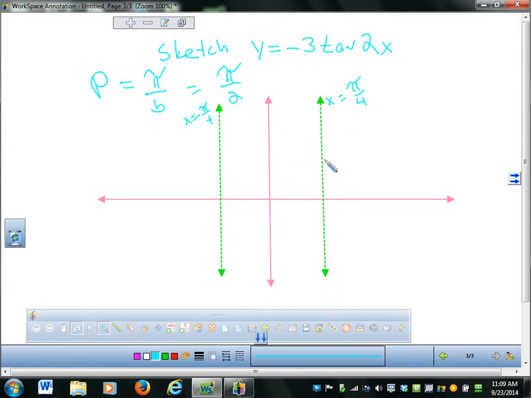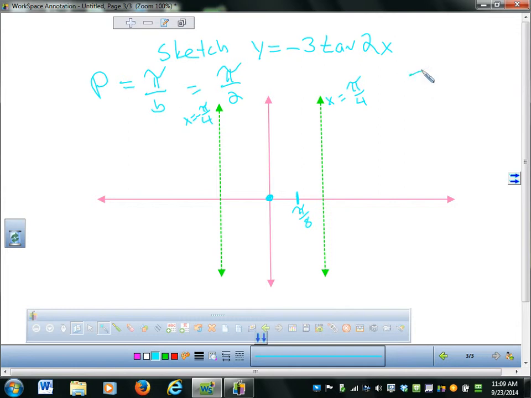Normally this would be negative pi over 2 to pi over 2, but because the period instead of being pi is half of pi, this is going to be one cycle of the function. Since this is not shifted vertically or horizontally, you're going to have a point right here in the middle at 0, 0. Then when I get to the halfway point, what's that point going to be called? Pi over 8.